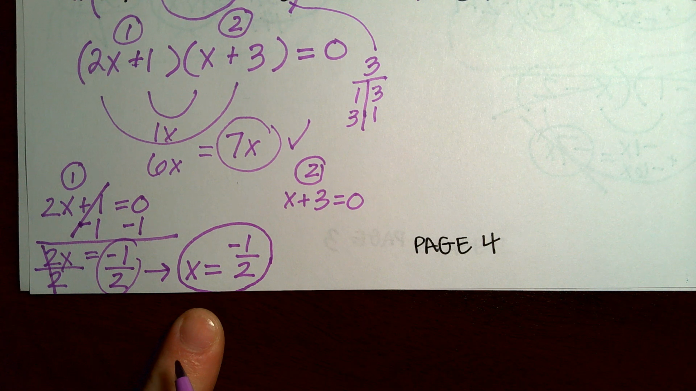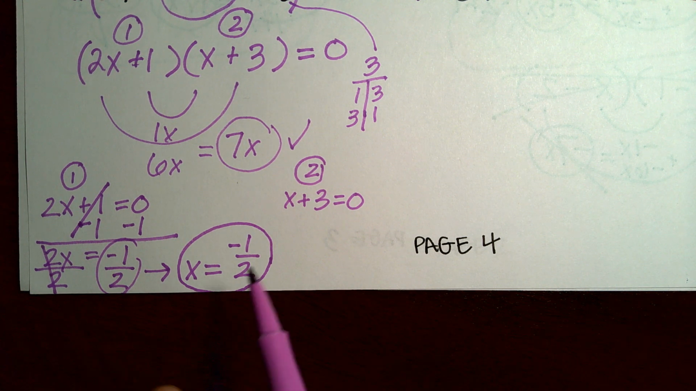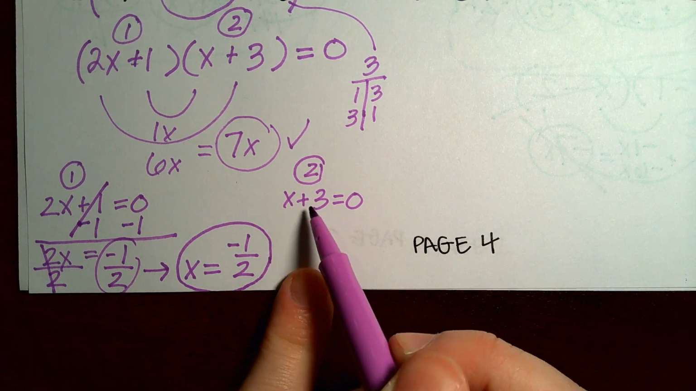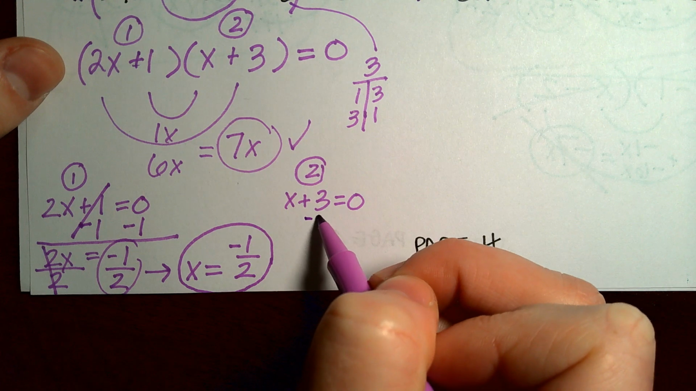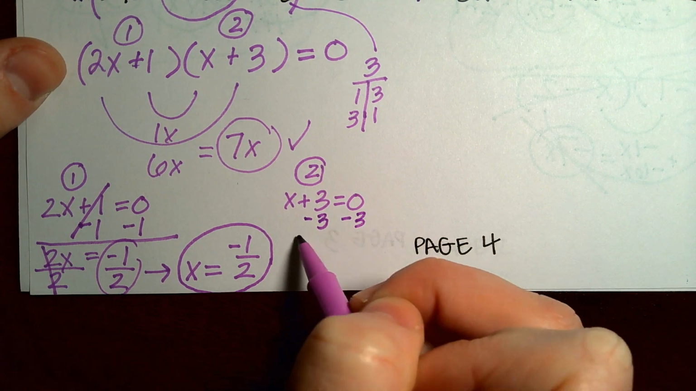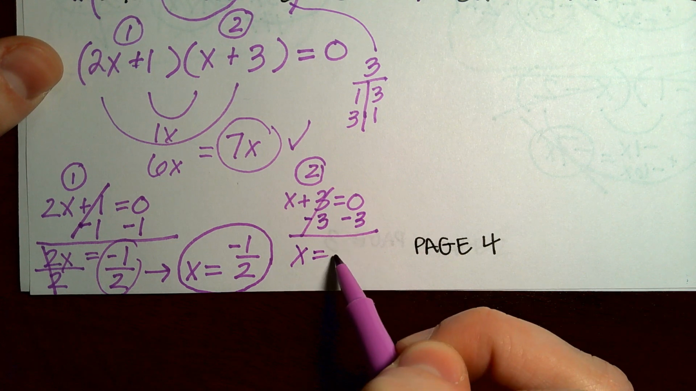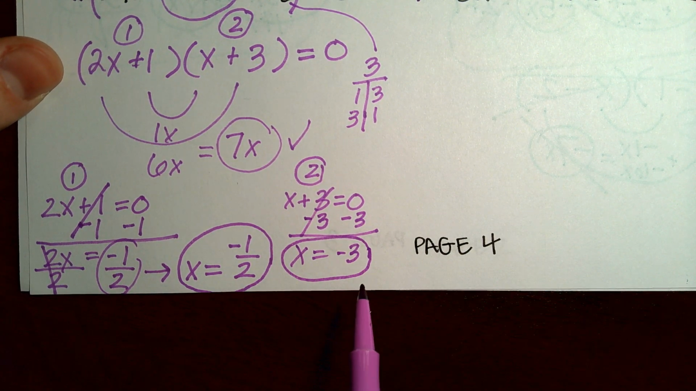Now to get both bonus points, this will give you 1 bonus point if you solve one of your x's. We just got to solve this one now. x plus 3 equals 0. What should I do? Subtract 3 from each side. Yes, -3 on both sides. And that's going to leave me with x equals -3. And you get to circle them. These are your 2 answers.